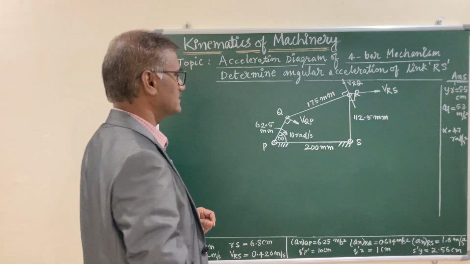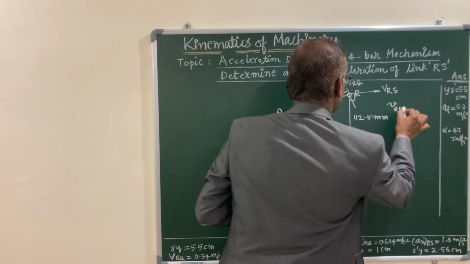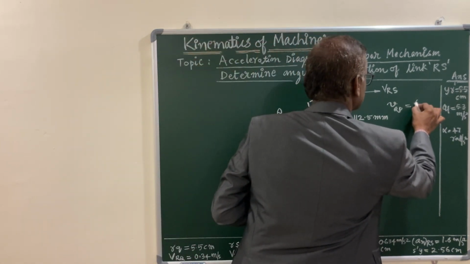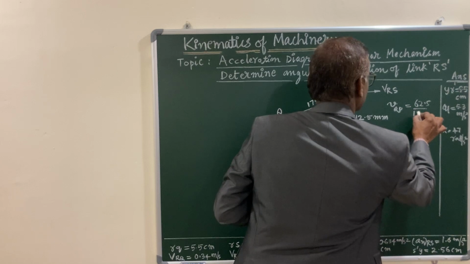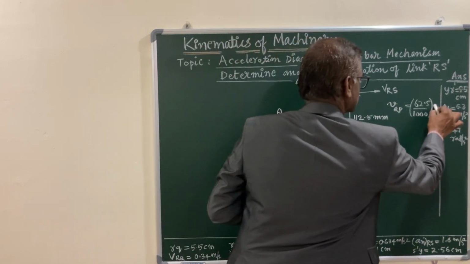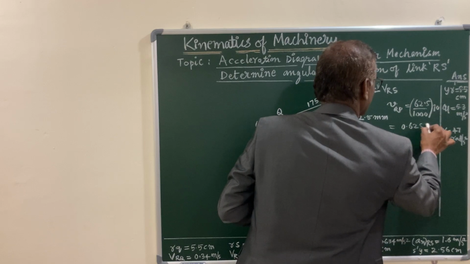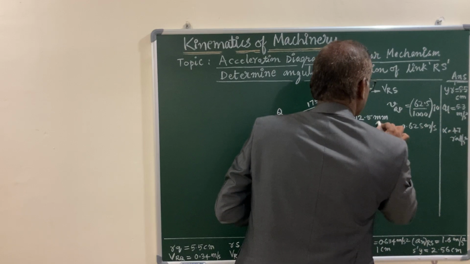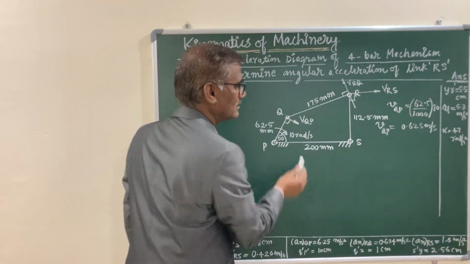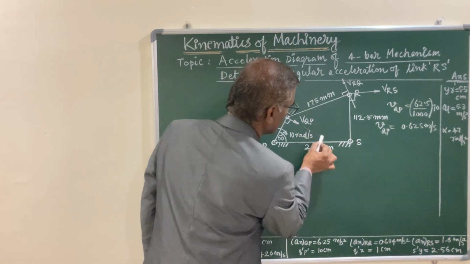So, you can calculate the velocity of link Q with respect to P. It is R omega, where R is the length of the link in meters, that is 62.5 divided by 1000, multiplied by the angular velocity, that is 10. So, you are going to get 0.625 meters per second. This is the velocity of the crank, that is QP. The direction is known and the magnitude is also known, so you can draw a vector along this line.